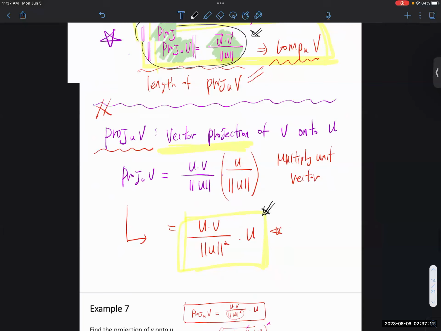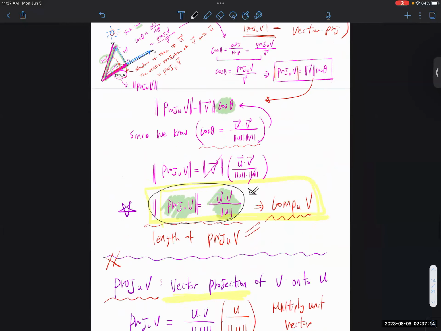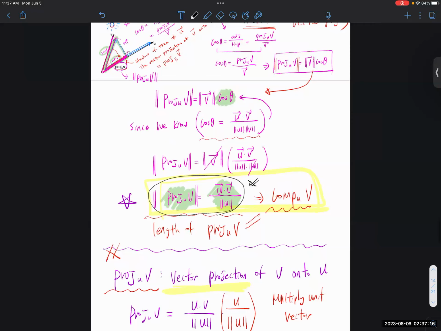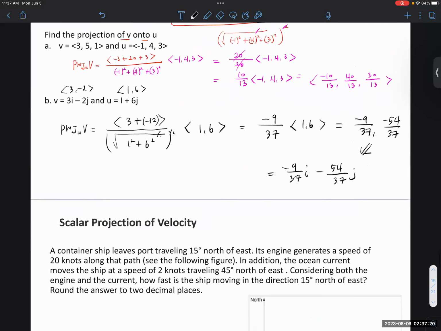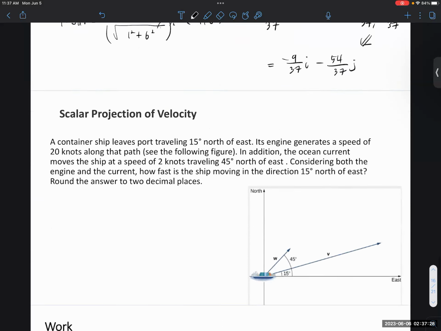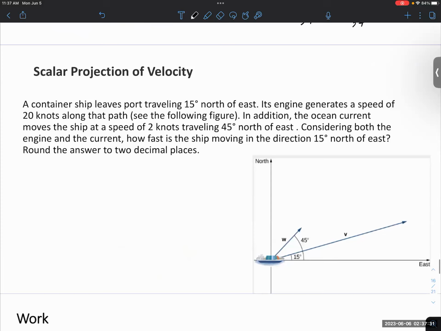So there are 2 formulas given. And this is the proof of where it came from. Anyway, we practiced algebraically how to find the vector projection. I'm going to do the application problem. Actually, this is more important. So let's take a look at this example: scalar projection of velocity. Let's read the question slowly.